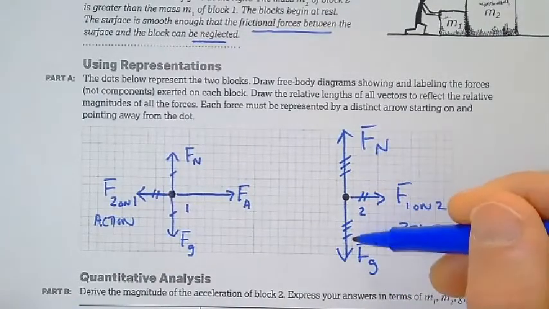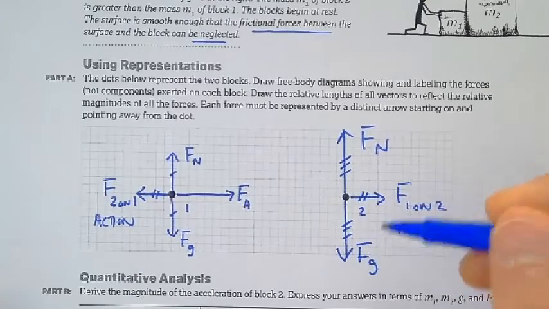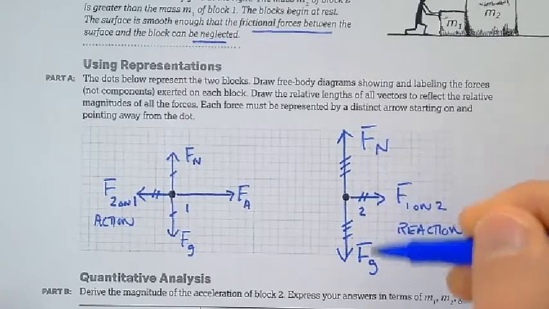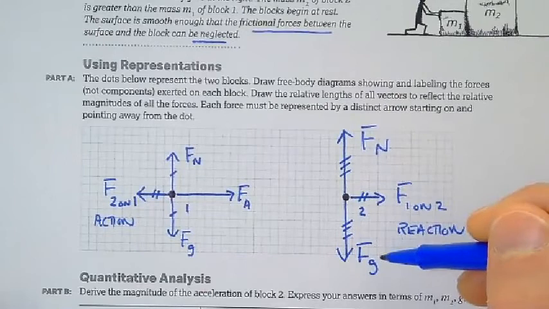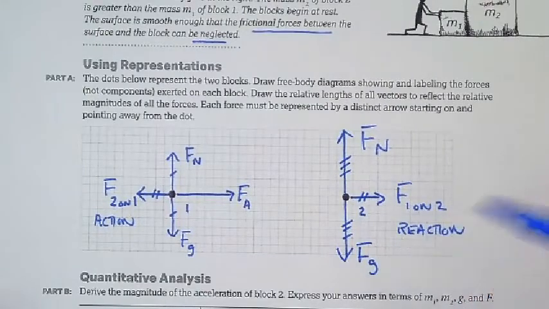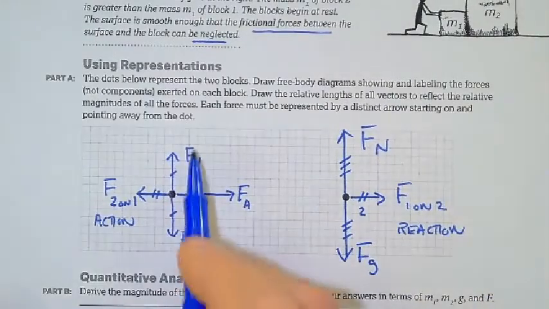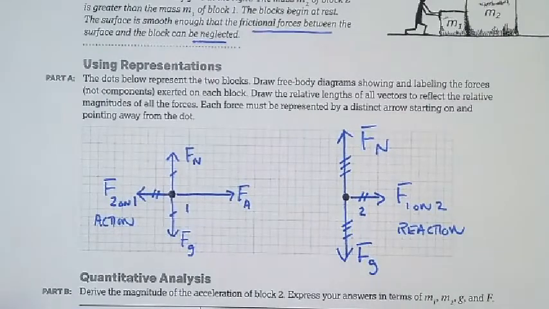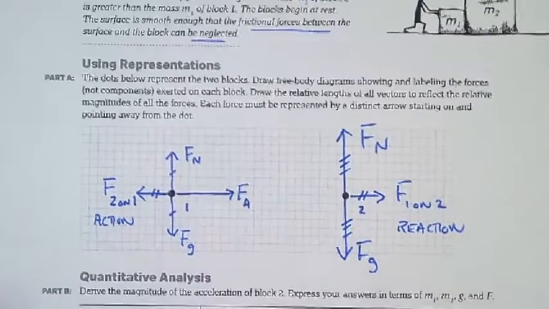Same thing applies to block 2. Don't be fooled. Don't think that Fg and Fn are action and reaction. They are not. I'm not going to get into the full discussion of that, but each of those forces does have a reaction partner, but it involves something that's outside this system.